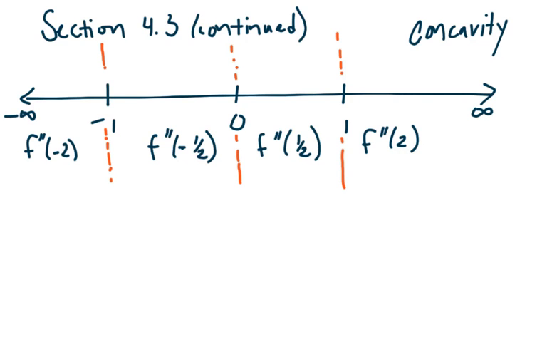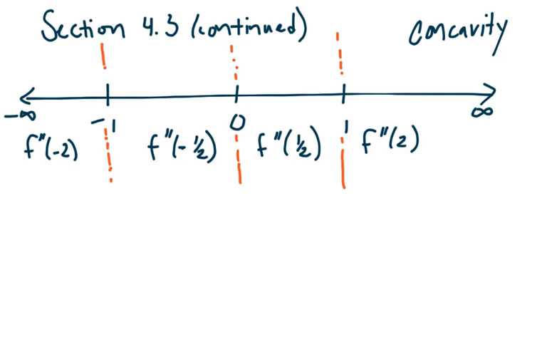Alright, well, we're back to section 4.3. I'm continuing the example that we started in the last video. So we were examining the concavity around the inflection points and around the vertical asymptotes. So we had split up the real line into these intervals. We've got the interval minus infinity to minus 1, minus 1 to 0, 0 to 1, and 1 to infinity.